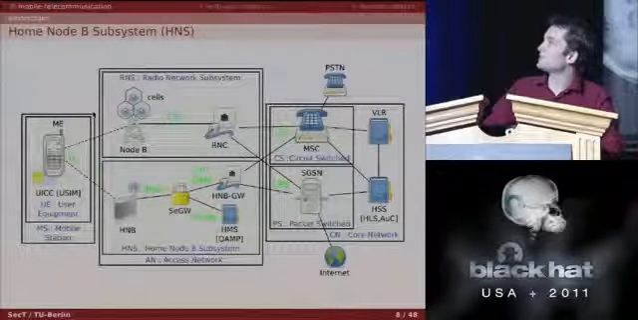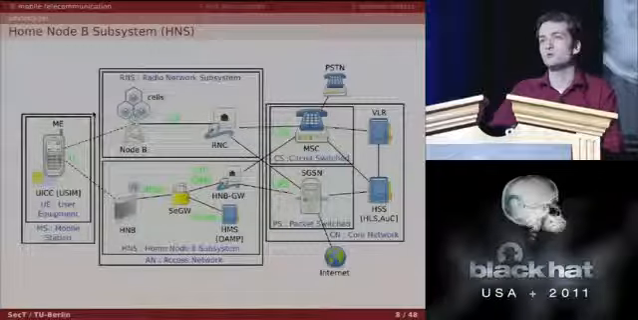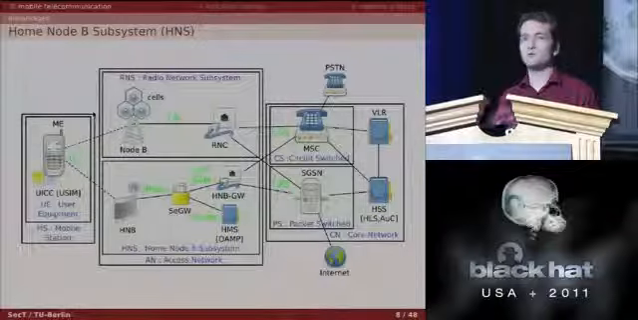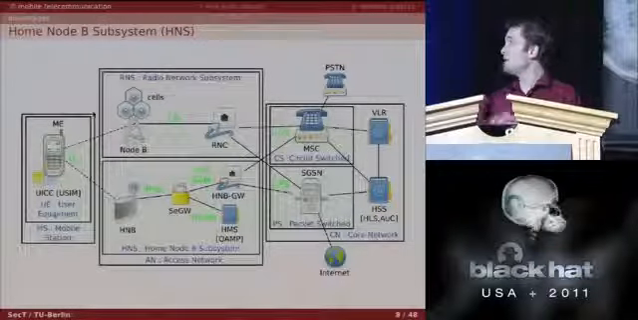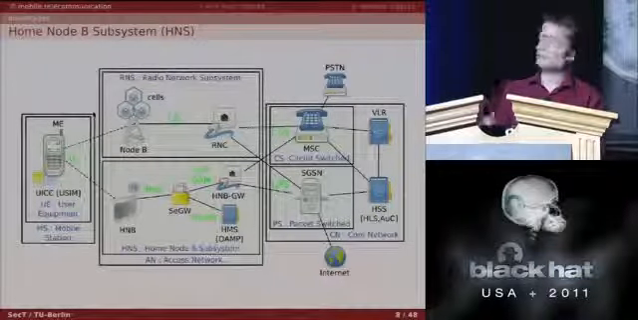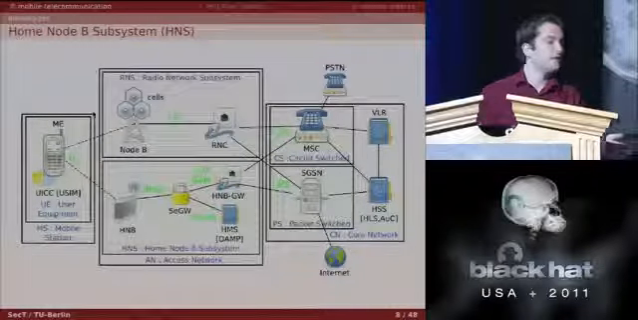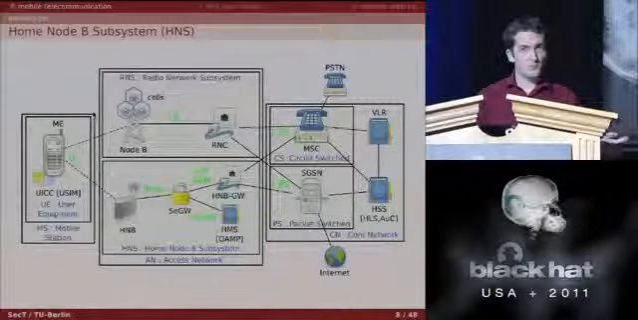The home management server is there to remotely configure the home node B. The home node B is at the user's home, and the operator has no physical access to it. So they create this service to configure remotely the femtocells whenever they need. You don't need to configure anything. You just need to give it power and to give it network.